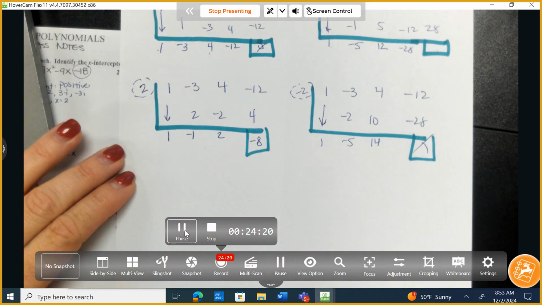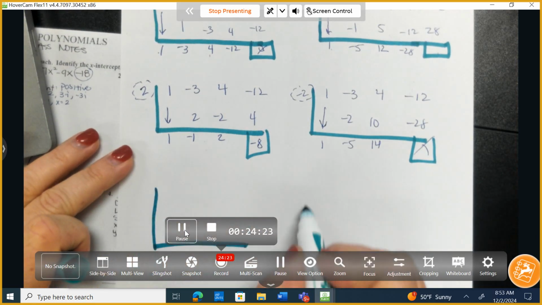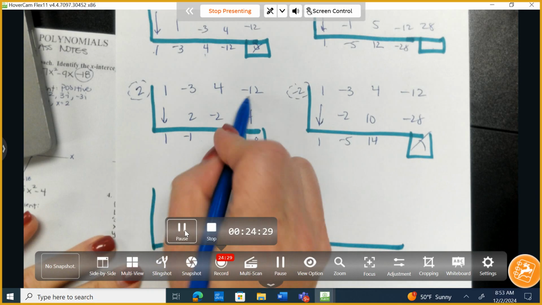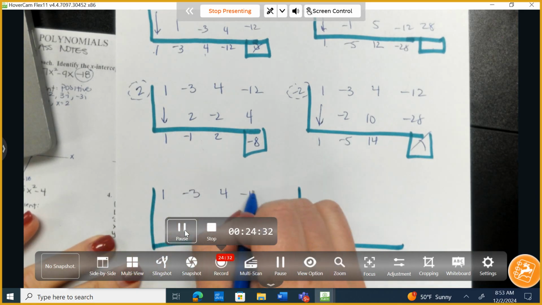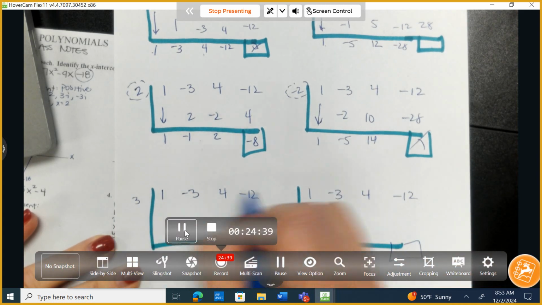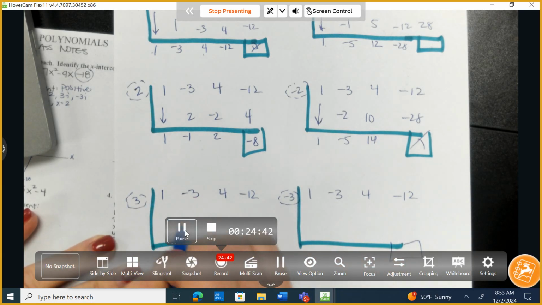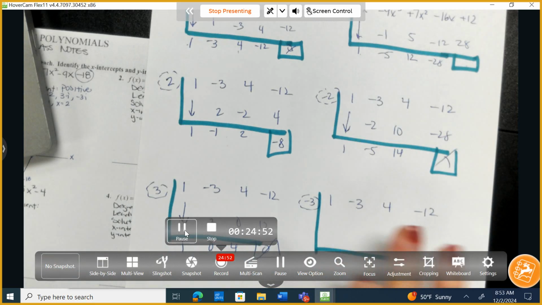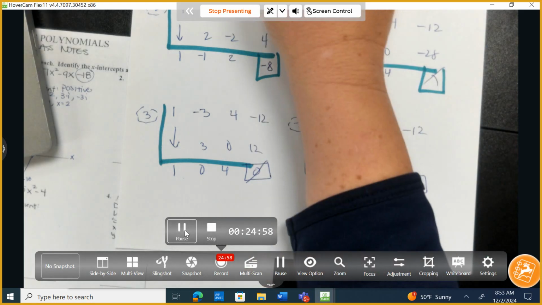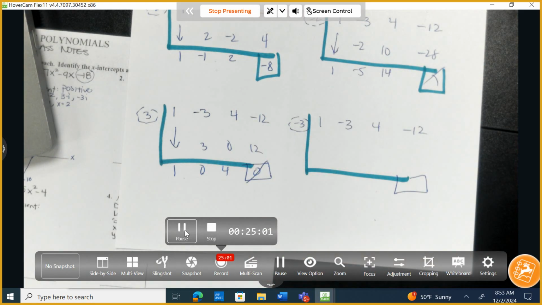Not work, so I'm going to use these same numbers, and now I'm going to test 3 and negative 3. I just tested 3 and I got 3 to work. Wherever you are, I want you to stop and look up here.